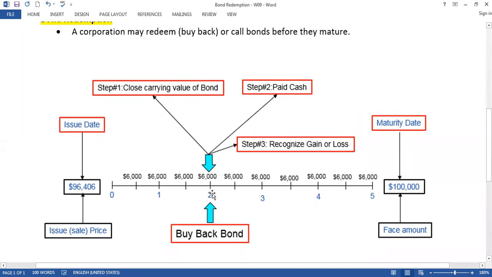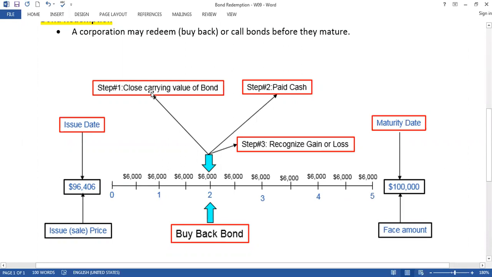We don't know what the carrying value of the bond is, so we have to calculate it and close it. Because you can see that every year we have a different carrying value. Today's carrying value is 96, and 5 years later the carrying value is $100,000. So at the end of year 2, we have a carrying value of the bond, and we have to close it.